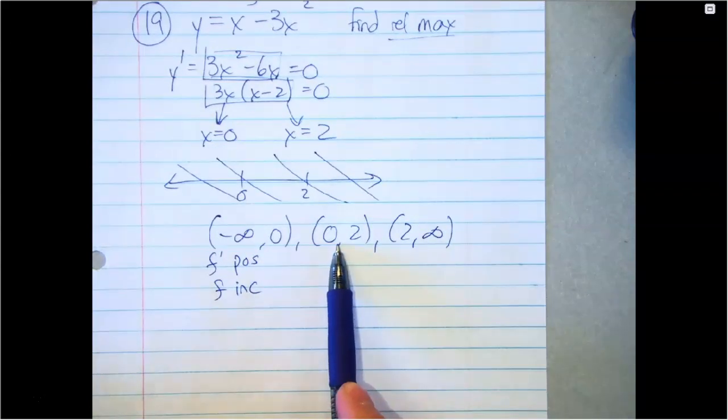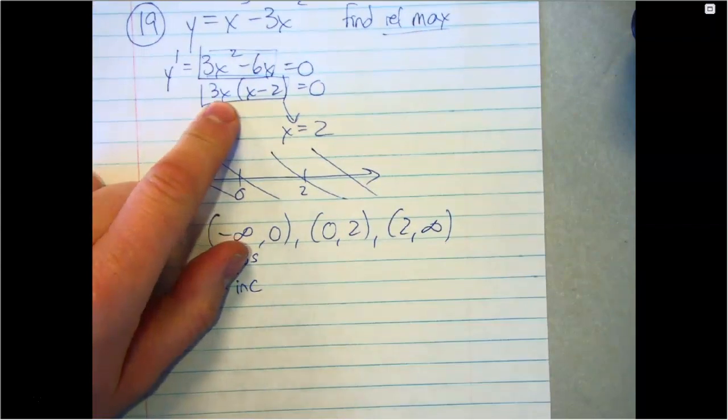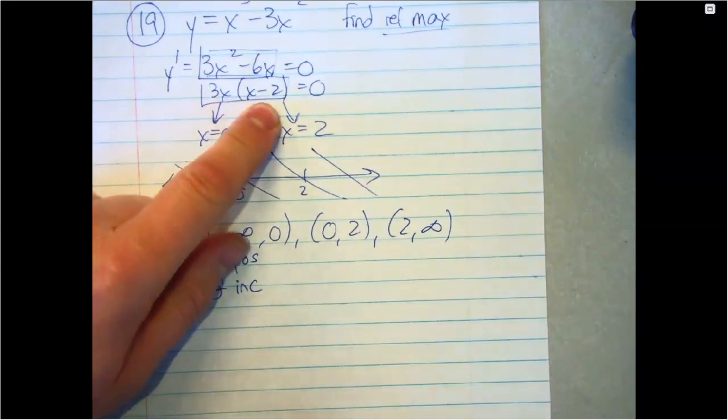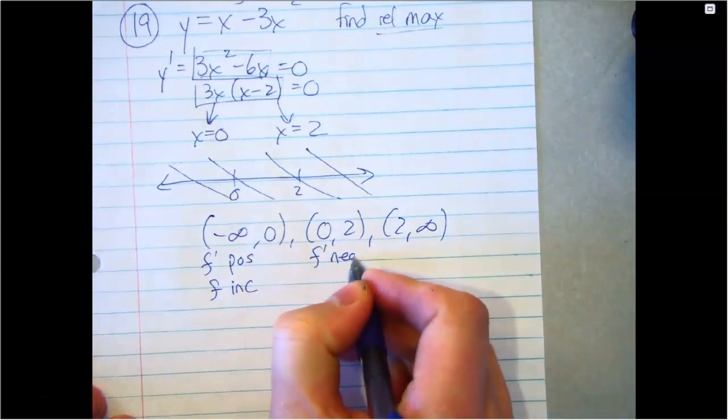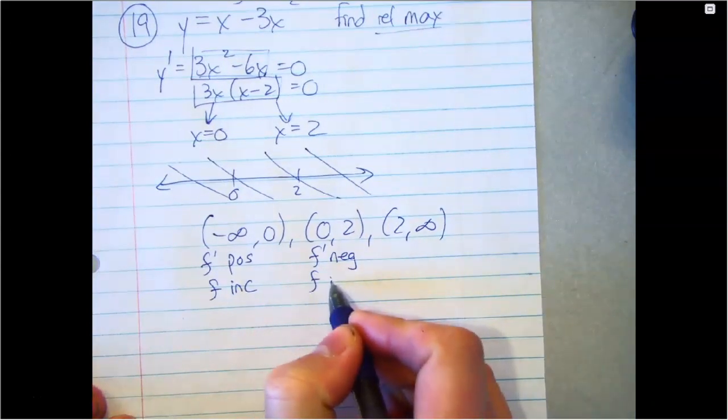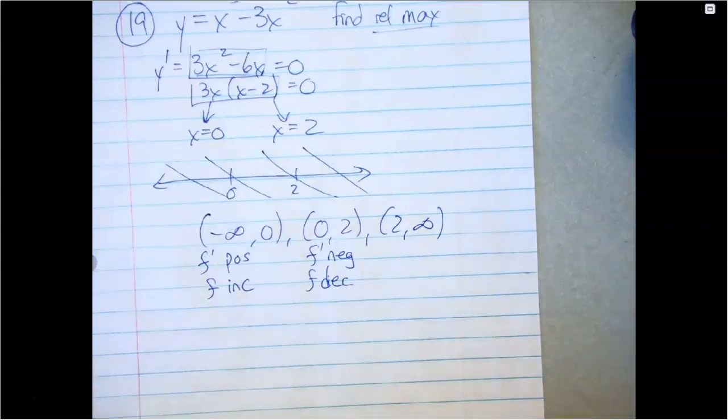Let's say x equals 1. Plug it into that thing. Positive. Plug it into that thing. Negative. f prime is negative. So therefore f is decreasing.